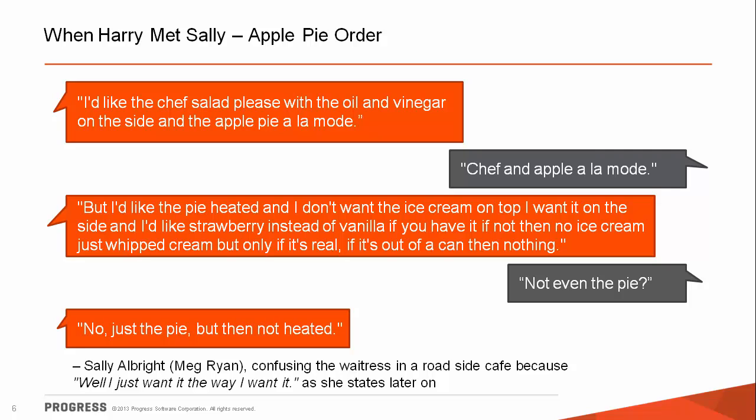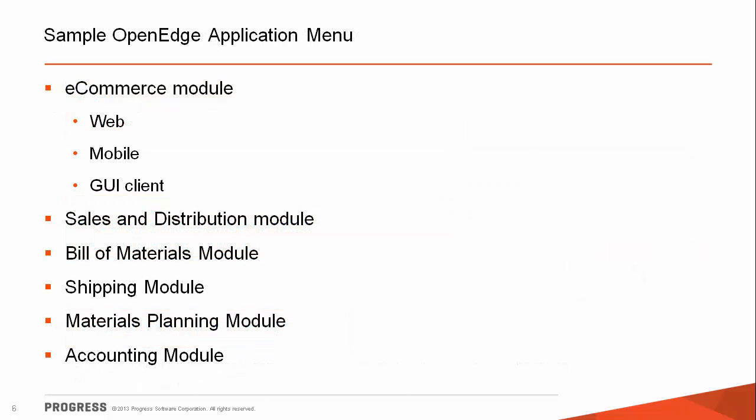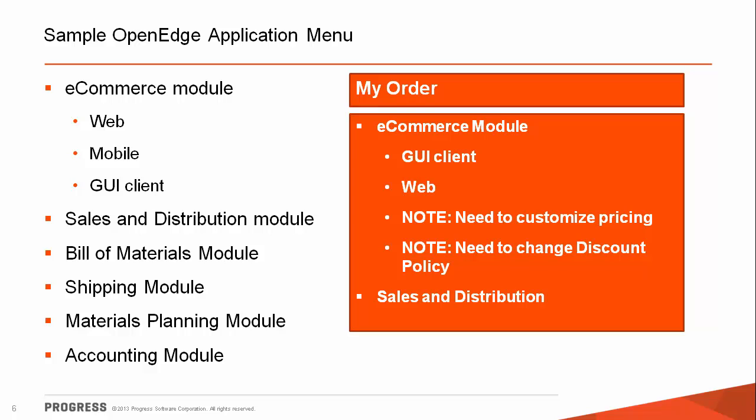And how many times have we talked to our customers when we're talking about applications, whether we're selling an application internally or externally? We have our menu of OpenEdge applications available with a variety of modules and a variety of user interfaces. And we offer these options, and each order will come across with a potential customization. They may want, in my first order, a GUI client and a web client, and here comes the customizations. I want to customize pricing, and I also want to change the discount policies that are available, as well as any other additional modules.